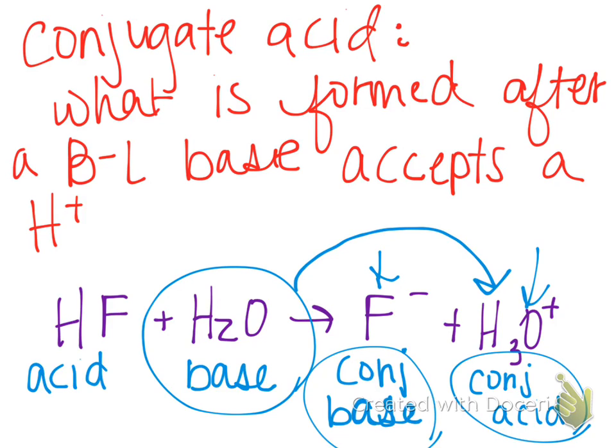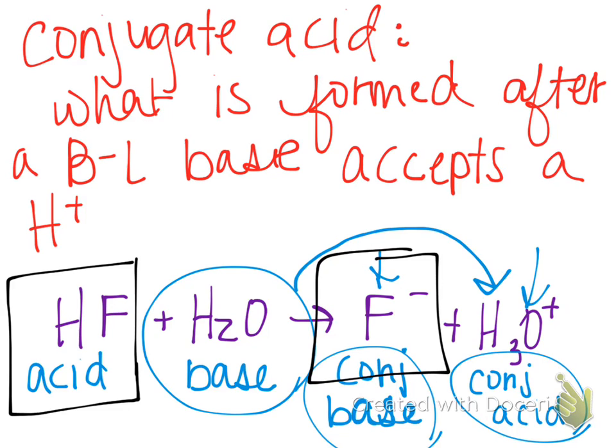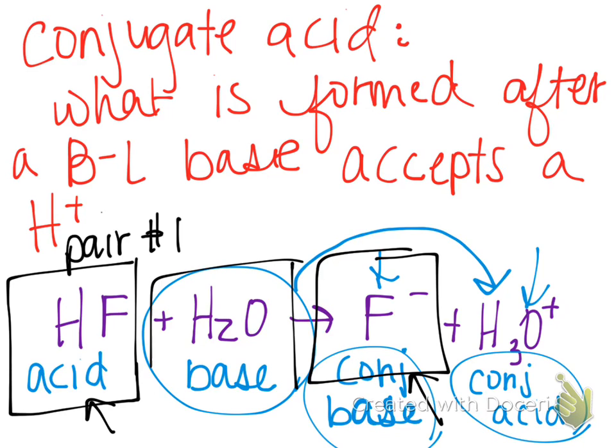Sometimes they're labeled as what we call conjugate acid and base pairs. The way that we label them as pairs, let's say our first pair has to contain its acid and its conjugate base. So our first pair would be made of hydrofluoric acid and fluoride. That's our acid-base pair number one, because here's the acid and here's the conjugate base that forms from it. And then water is our base. Where's its conjugate acid?